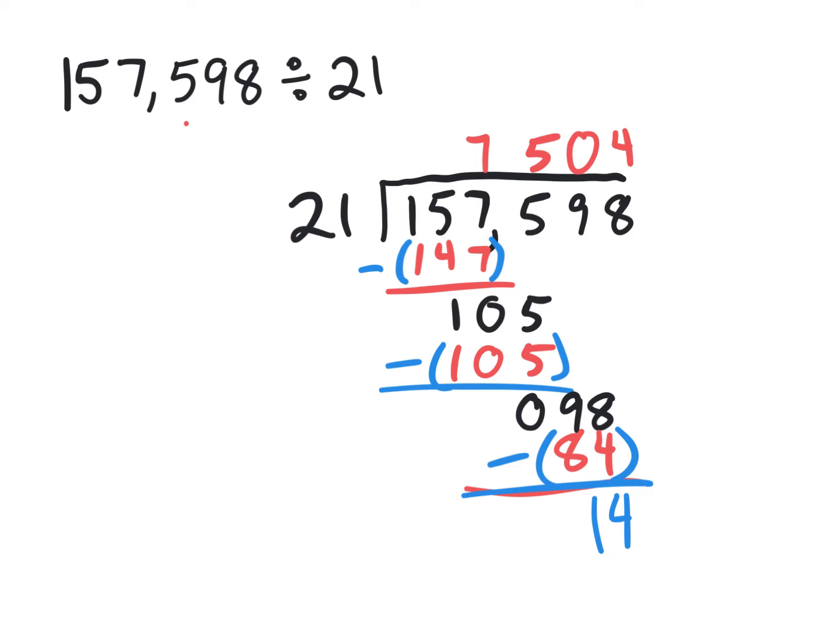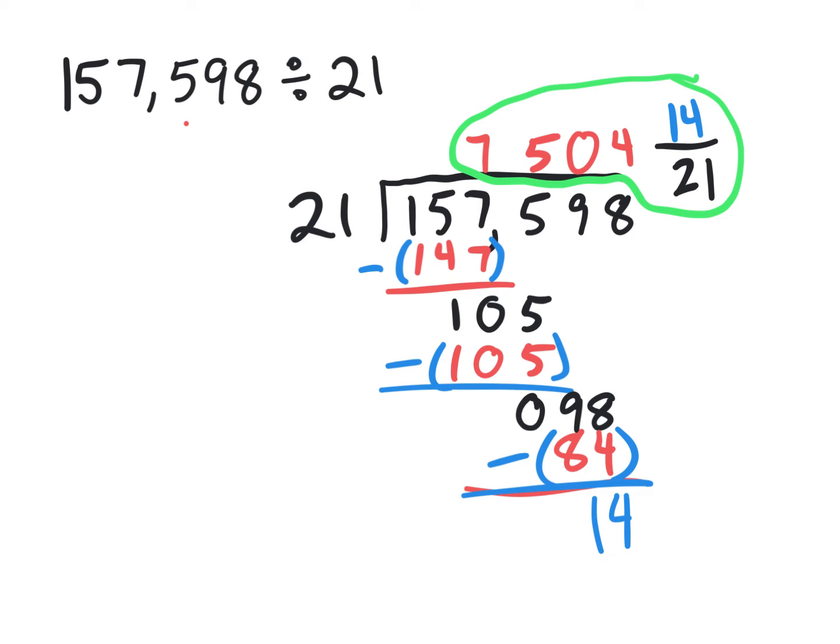Now, what did we do in elementary school when we had a remainder? Sometimes we'd put an R and then 14, right? But we're not going to do that. Now, we're going to actually write the remainder over the original divisor. So you're going to have a fraction, and the remainder, 14, you put as a numerator. And the divisor is 21. Put that as a denominator. So your answer is this right here, 7,504 and 14/21.